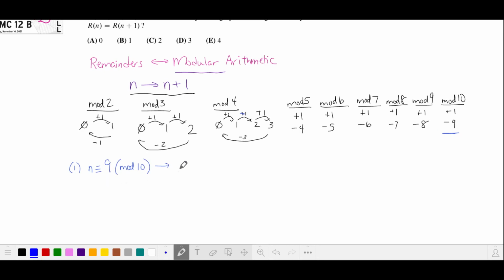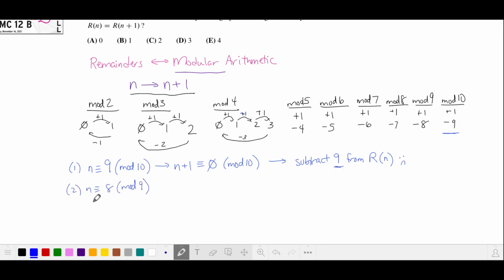When n is equivalent to 9 in mod 10, the next number is going to be a multiple of 10. So when we go from n to n plus 1, we subtract 9 from r of n, and we need to make up for that with these plus 1s. Unfortunately, the most that we can get, 1, 2, 3, 4, 5, 6, 7, 8, is 8, so we won't be able to make up for a minus 9.